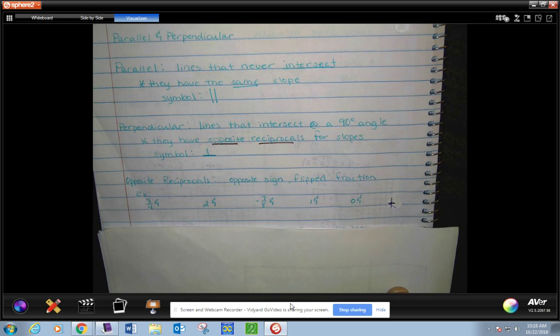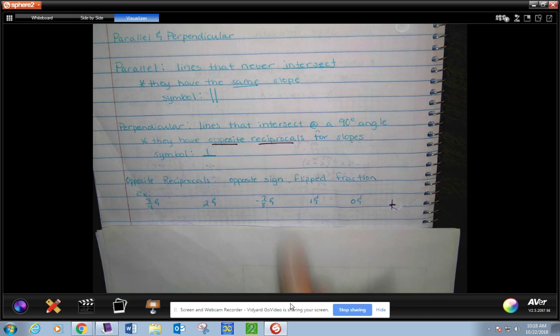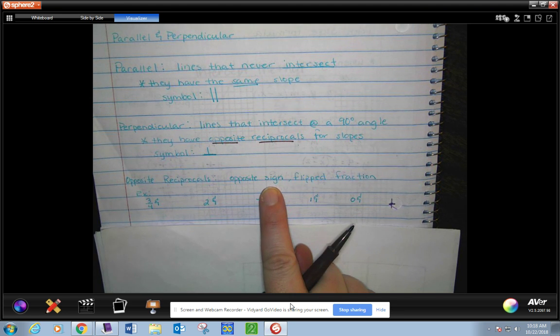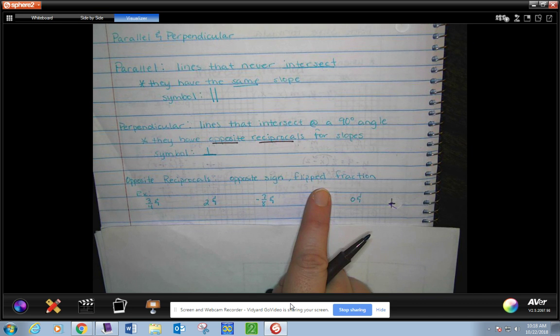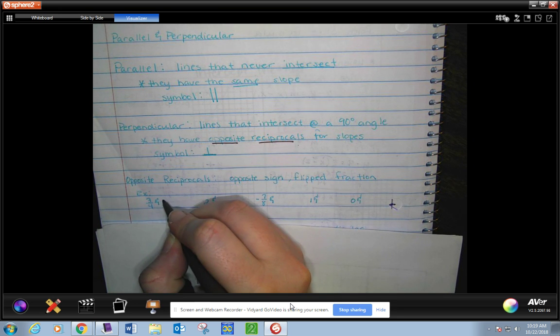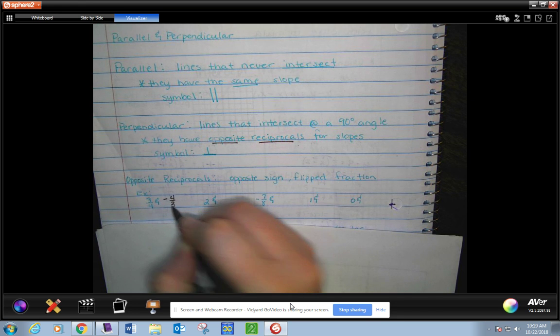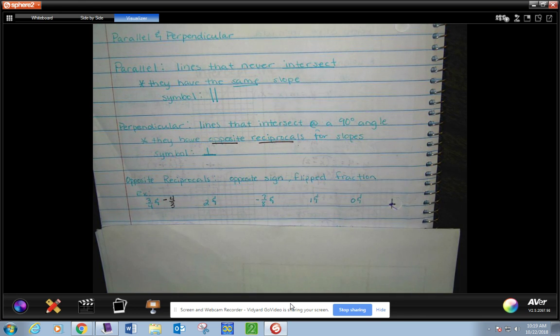Okay, if we're talking about an opposite reciprocal, what an opposite reciprocal is, it's the opposite sign and you flip the fraction. Okay, opposite sign means change the sign. If it's positive, make it negative. If it's negative, make it positive. Flip the fraction just means change the fraction. So, some examples as I'm going, you can write these. When I have the fraction 3/4, the opposite reciprocal, since this one is positive, I make it negative, and then I flip the 4 and the 3. That is an opposite reciprocal.